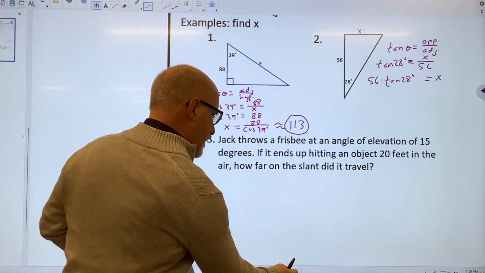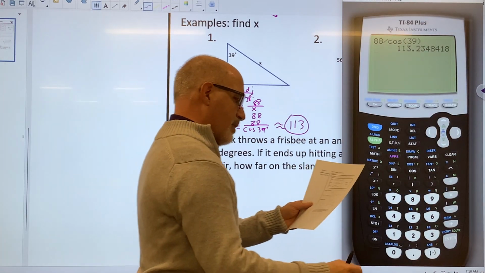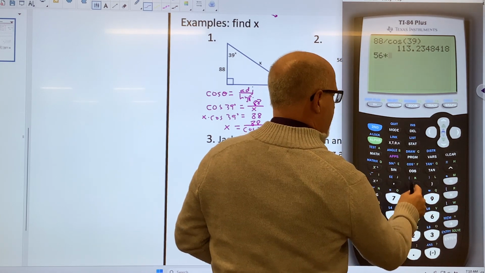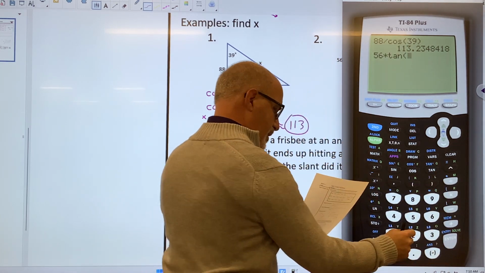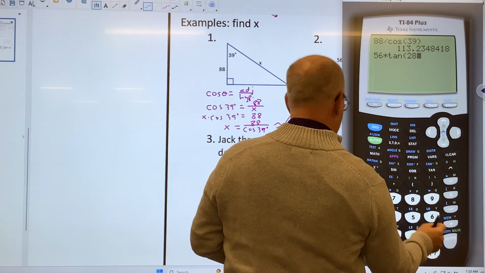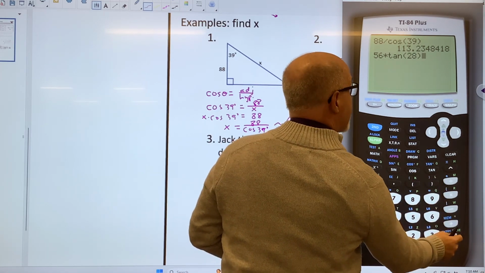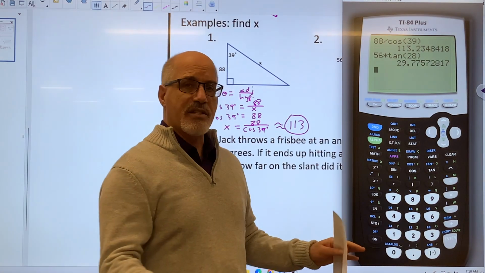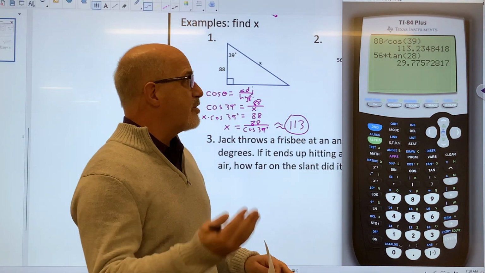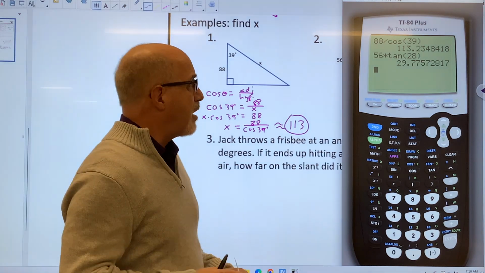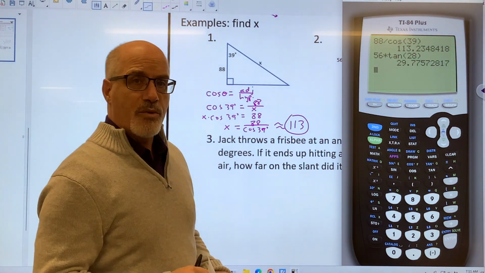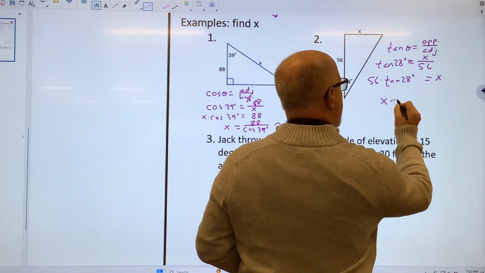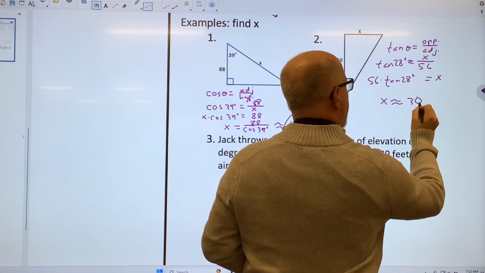Let's go ahead and do that on our calculator. So we're going to have 56 times tangent of 28 degrees, and close the parentheses on that. And I get about 29.7757, etc., which if I round to the nearest unit, which I'm going to do in this problem, is going to be 30. So my answer for this is x is approximately equal to 30.